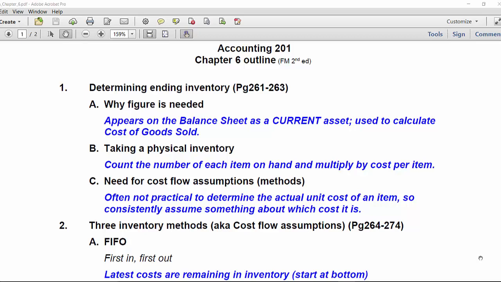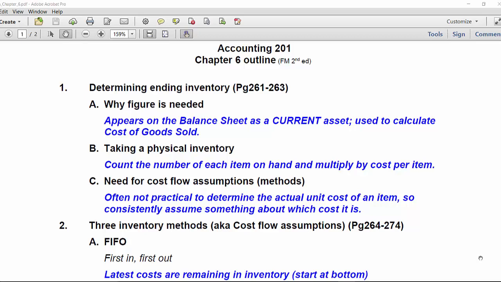inventory. Now, it's often not practical to figure the actual unit of the actual item, so companies usually consistently assume something about which cost that cost is. There's three ways to do this, and they're known as inventory methods or also known as cost flow assumptions. The first one is first in, first out, or FIFO. Under FIFO, we assume that the latest costs are remaining in inventory.